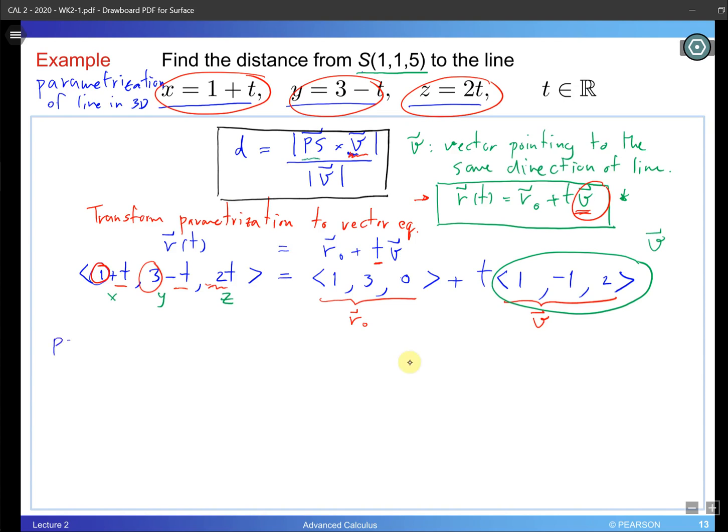Let's put it right here. We need to find this. So we need 2 points. One is point S, which we already know, 1, 1, 5. Another one is a point on the line. Make a note here that S is the point given to us. About P, it can be any point on the line.